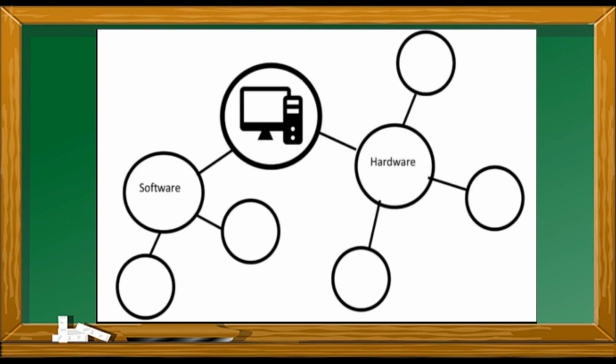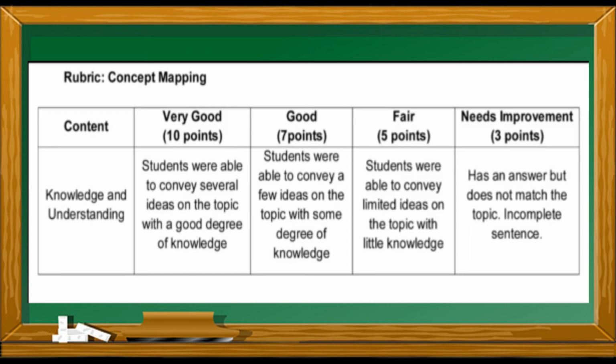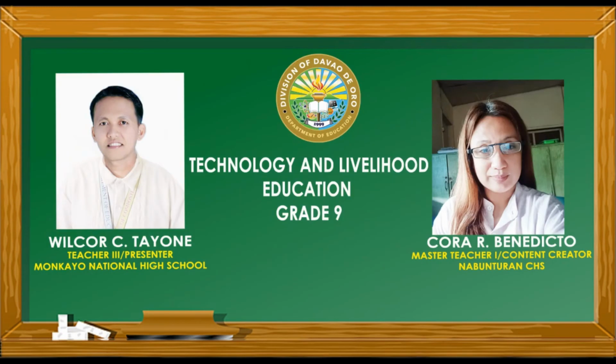These are the things that you have to reflect in your concept map. Types of hardware, with at least 3 examples of each type. Types of software, and at least 3 examples of each type. By looking at the rubric for concept mapping, you can check your work based on the rubrics.